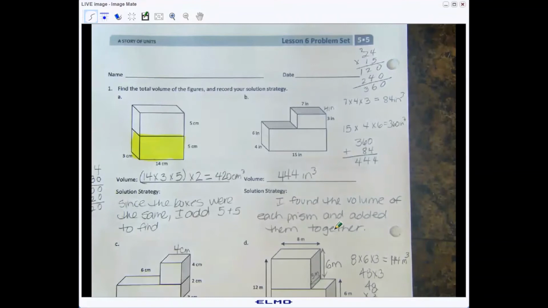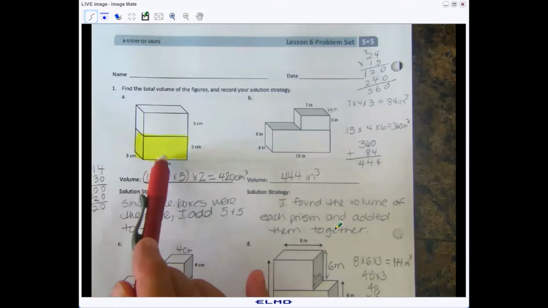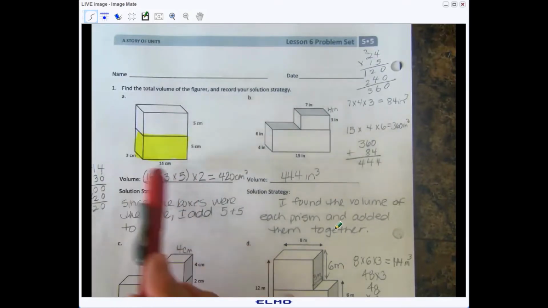Okay, here we go. Lesson 6. Today we're going to be calculating volume of prisms that are, well, they're three-dimensional shapes. They're not all going to be prisms, but they're made up of prisms. The first one is a large box that's made up of two boxes that are the same size. So that one is a prism.